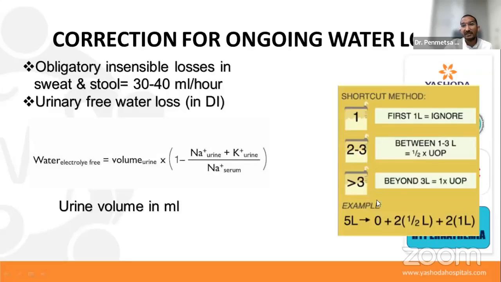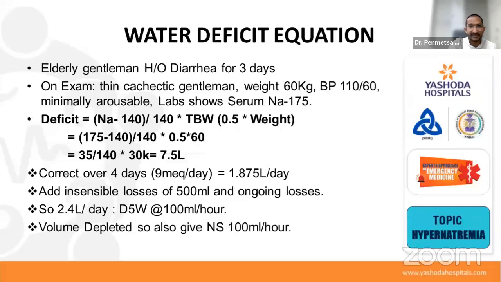And to that, you are going to add 500 ml of insensible losses, or that 30 to 40 ml per kg, whatever we have discussed, and the ongoing losses. Suppose the patient is having a lot of urine output, based on the formula that I have told, based on the amount of urine: for the first 1 liter, you don't replace anything. 1 to 2 liters, you replace half of it, and thereafter, all of it. So 2.5 liters per day is the total. 1.875 plus 500 is approximately 2,400. So you are going to give this 2,400 over 24 hours. So 100 ml per hour is the volume that you are supposed to give.